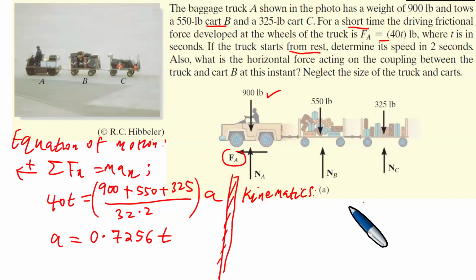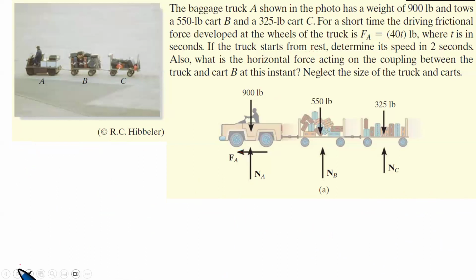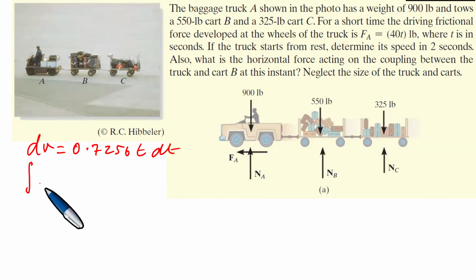So the kinematics is going to be what? It's going to come from this. Kinematics is going to emerge from the fact that acceleration itself is 0.7256 t, which means that we have dv/dt, which is 0.7256 t, which means that you have dv, which is 0.7256 t dt, from the previous calculation.